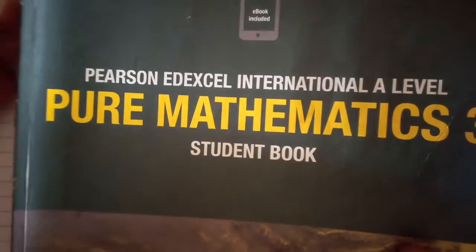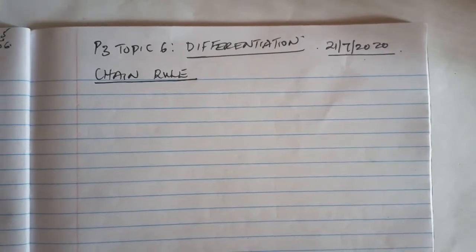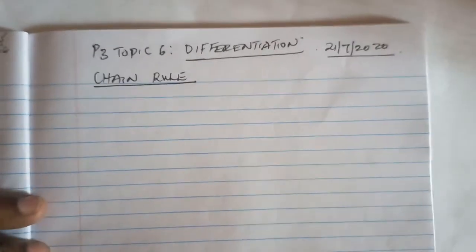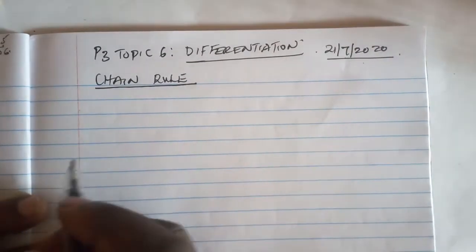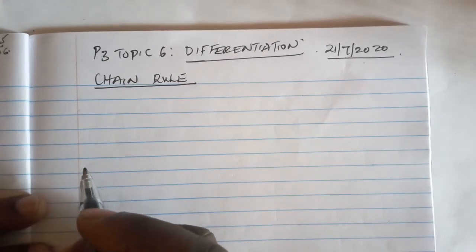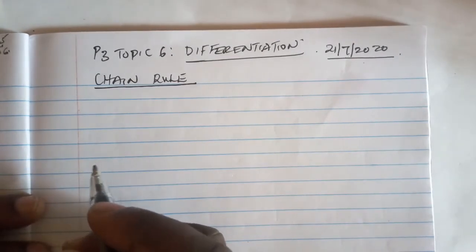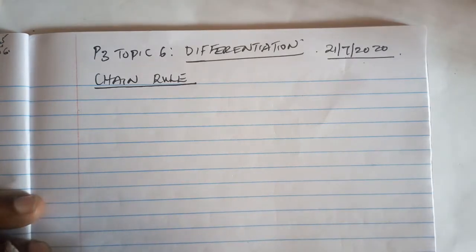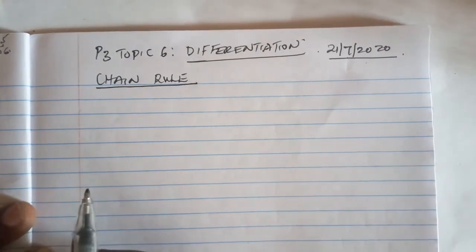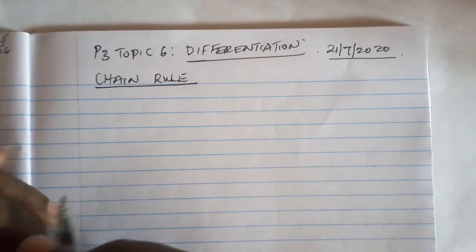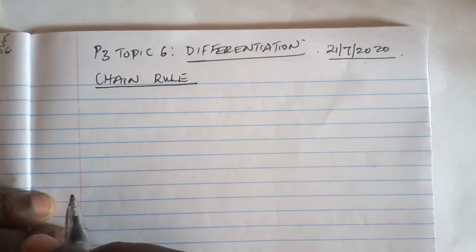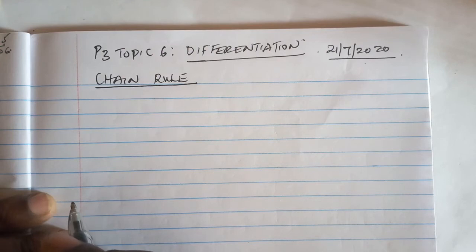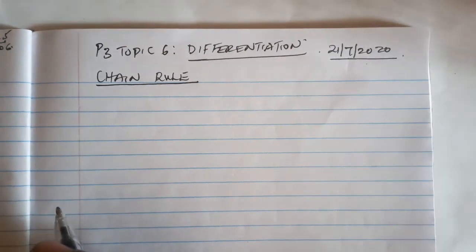But in this video, I would wish to continue with chapter number 6, which is differentiation. And today I want to introduce something very, very important in the world of mathematics called the chain rule. Before we go to example 6, I would just want to say something to do with the chain rule. What is the chain rule?